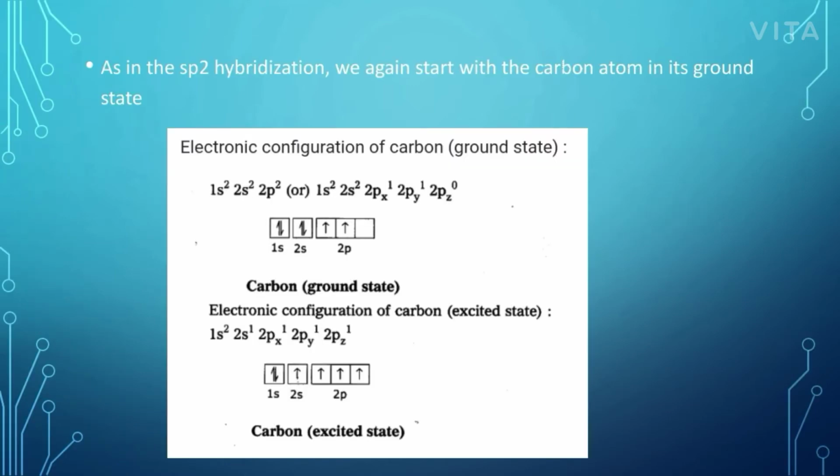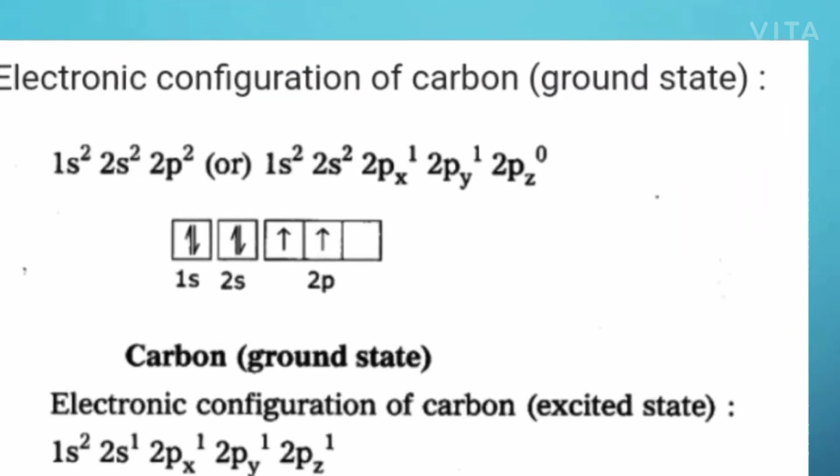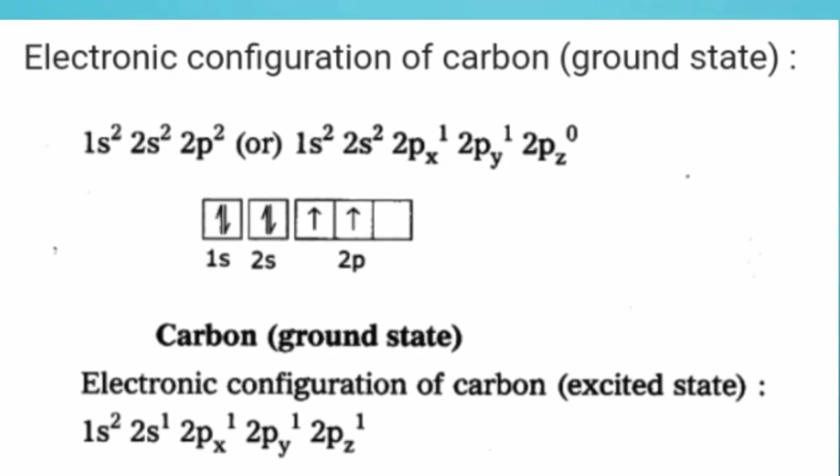As in the previous classes on sp3 and sp2 hybridization, here also we will start from the electronic configuration of the carbon atom in its ground state. That is 1s2, 2s2 and 2p2. Here the p orbital is subdivided into 3 suborbitals, that is px, py and pz, and the 2 electrons present in the p orbitals occupy px and py orbitals. The pz orbital is empty.